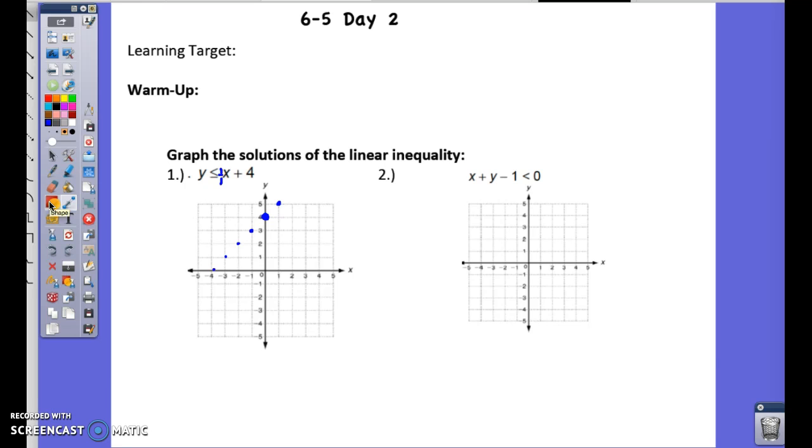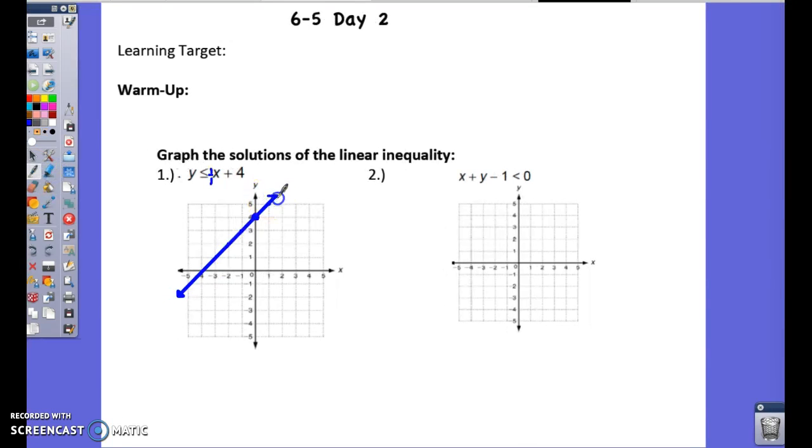Since it is an inequality here and we have the equal sign underneath the inequality, we are going to do a solid line connecting those points. And it would look like this. And remember, we do need the arrows on either end, so I'm going to darken those.